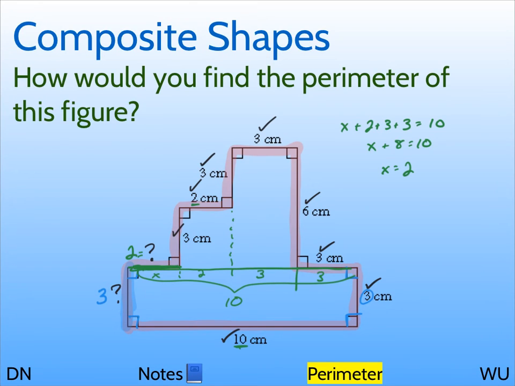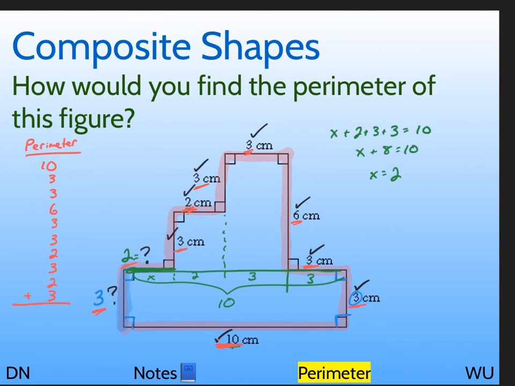So to figure out the perimeter of this, you would have to add 10 plus 3 plus 3 plus 6 plus 3 plus 3 plus 2 plus 3 plus 2 plus 3. And when you add up all those numbers, you end up getting 38 centimeters. And it's just regular centimeters because we're talking about distance around the outside of the shape. So that's the example problem.